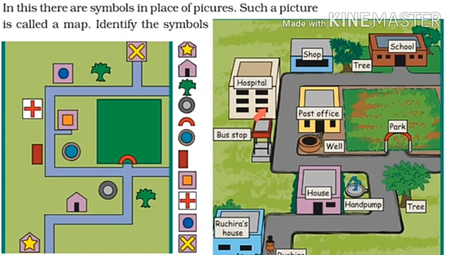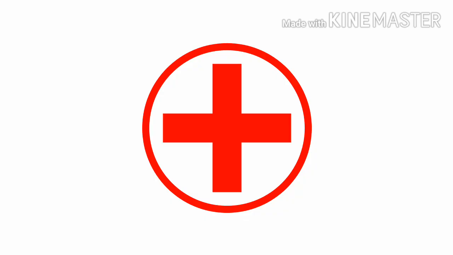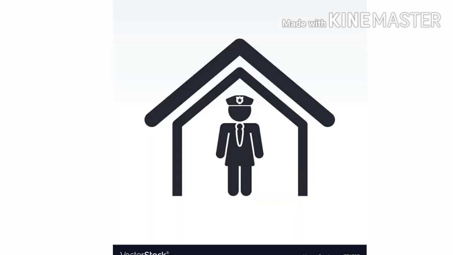Now you observe the picture on the left side of the screen. This is a map of the picture that is given on the right side. Maps are used to find directions to go from one place to another. Symbols are used in a map to identify each place. For example, a hospital is represented by a different symbol. A police station will also have a different symbol. So each place is represented by different symbols.